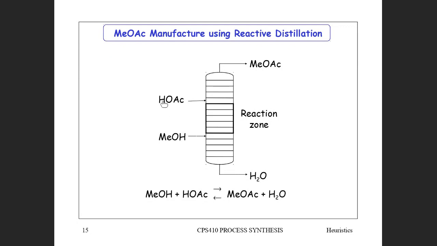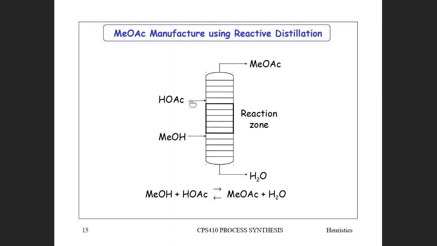This is acetic acid, which is heavy. Therefore, it goes down towards the bottom. It will drop down. It will increase in concentration towards the bottom of the distillation column. And water is the other heavy component. Methanol and ethyl acetate are both relatively light components, low boiling points, and so they will tend to rise to the top of the column.